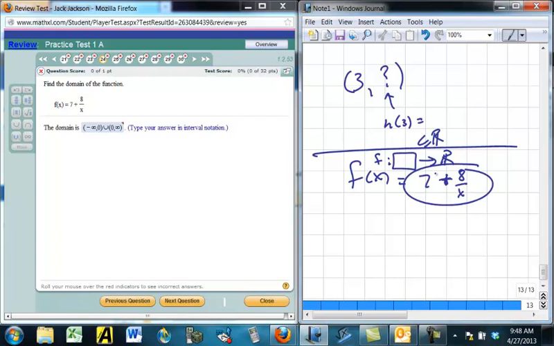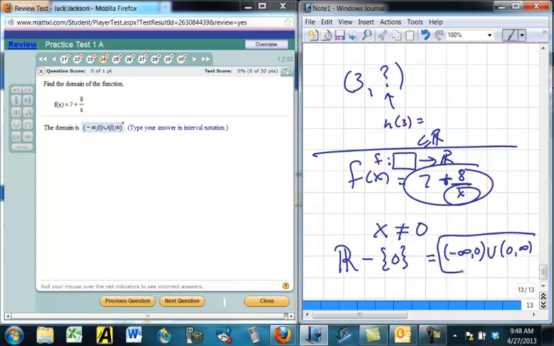Well, what could be bad stuff? There are basically two things that we've talked about. Taking an even root of a negative gives us a non-real answer, and dividing by 0 doesn't give us anything. So notice we do have division here. We can't divide by 0, so x is not 0. So the domain is all real numbers except for 0. In interval notation, that would be negative infinity to 0, union 0 to infinity.